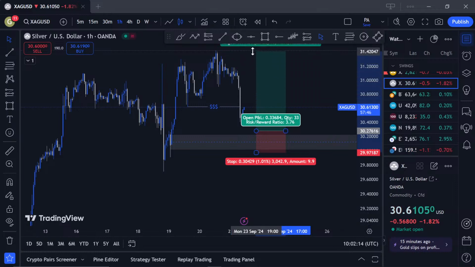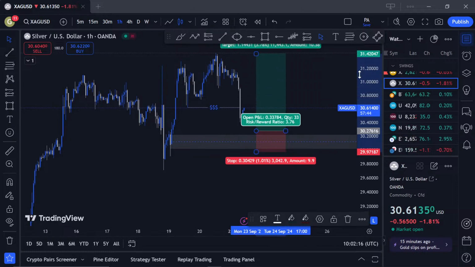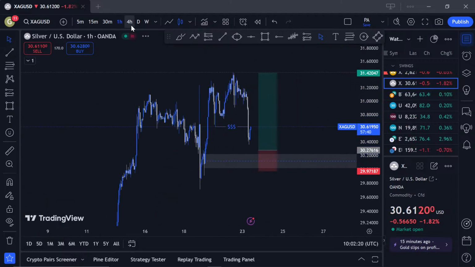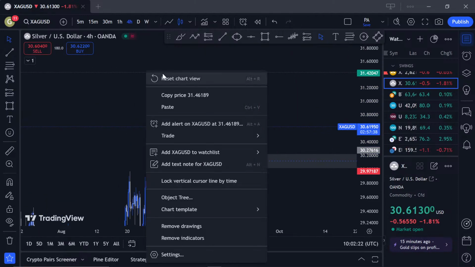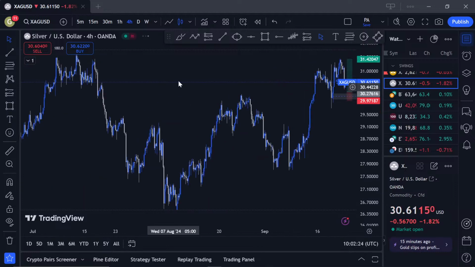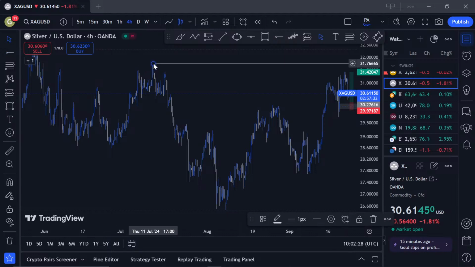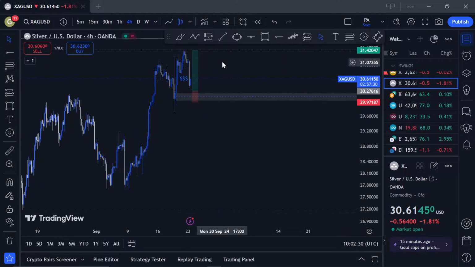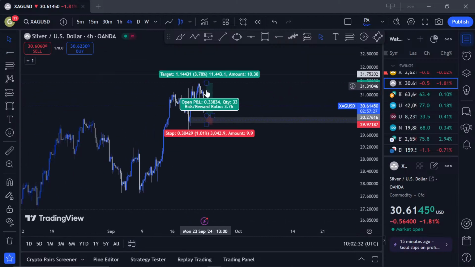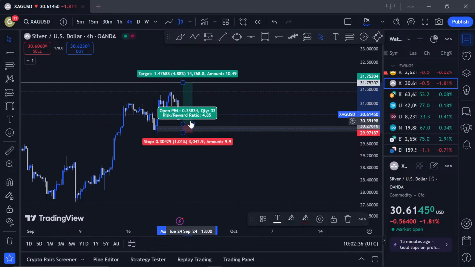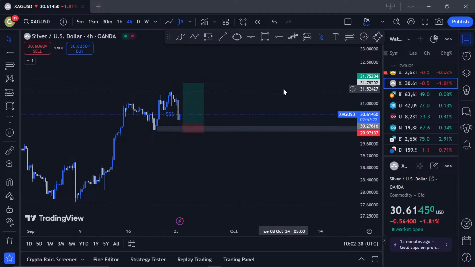As usual, I'll also target this 31.42047 level as our take profit. For that, I'll come back to the 4 hour time frame to see if we can get any other old levels back here that we can look into. Here is an old high, so we can extend our take profit to that level. That gives us a solid 1:4.8 on silver as well.